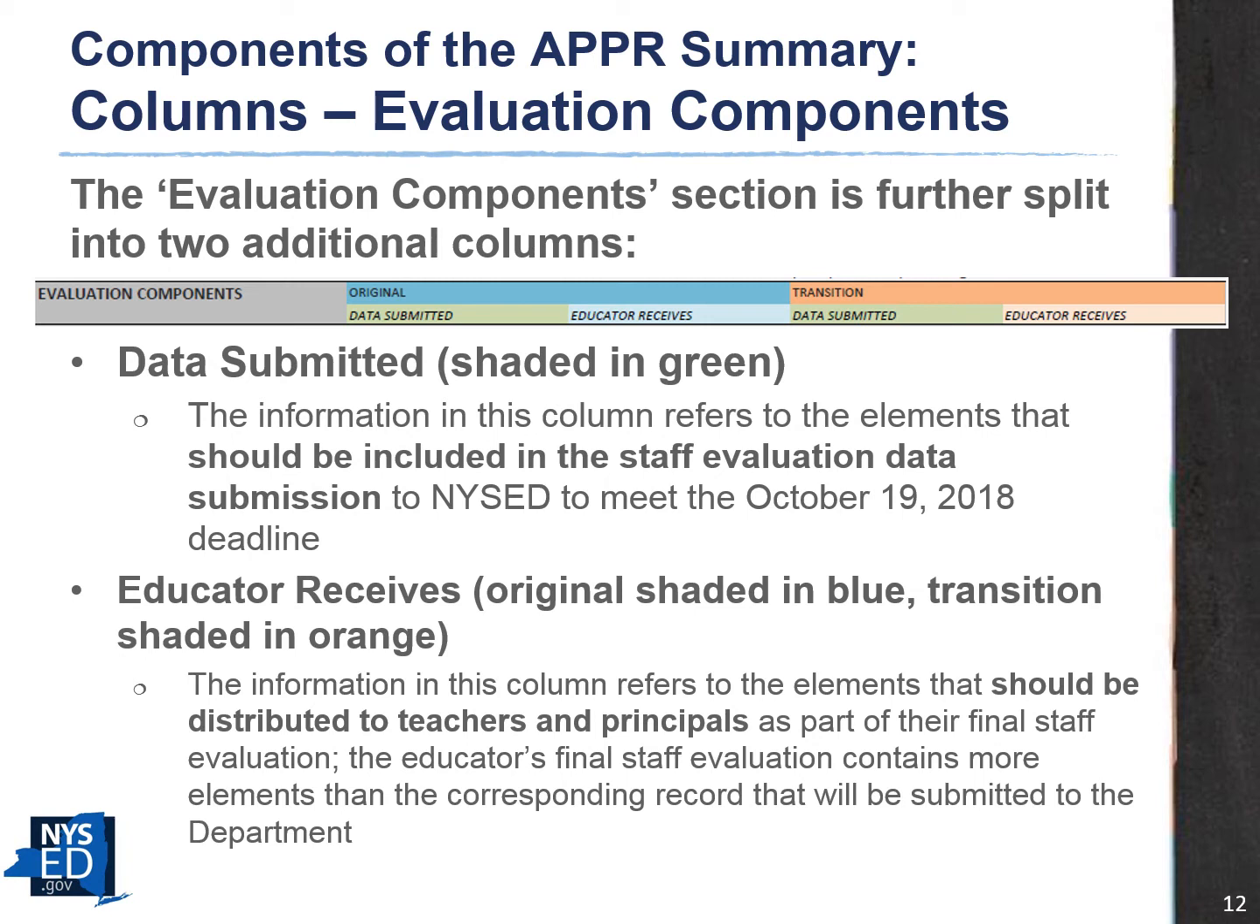Educator receives original shaded in blue, transition shaded in orange. The information in this column refers to the elements that should be distributed to teachers and principals as part of their final staff evaluation. The educator's final staff evaluation contains more elements than the corresponding record that will be submitted to the department.